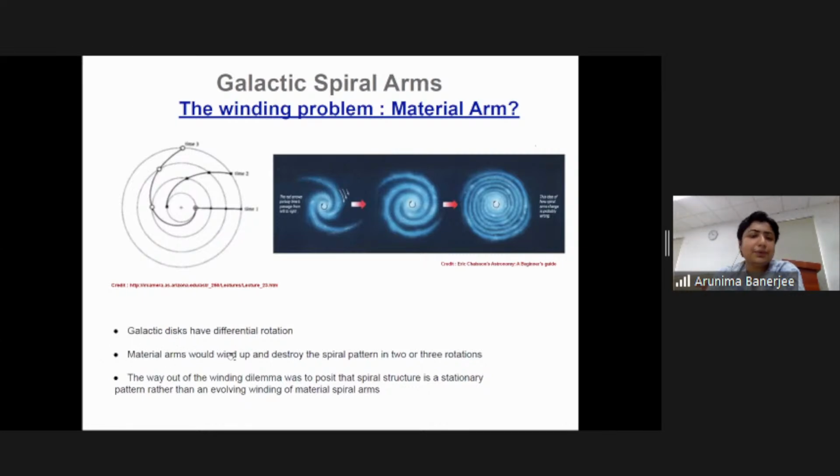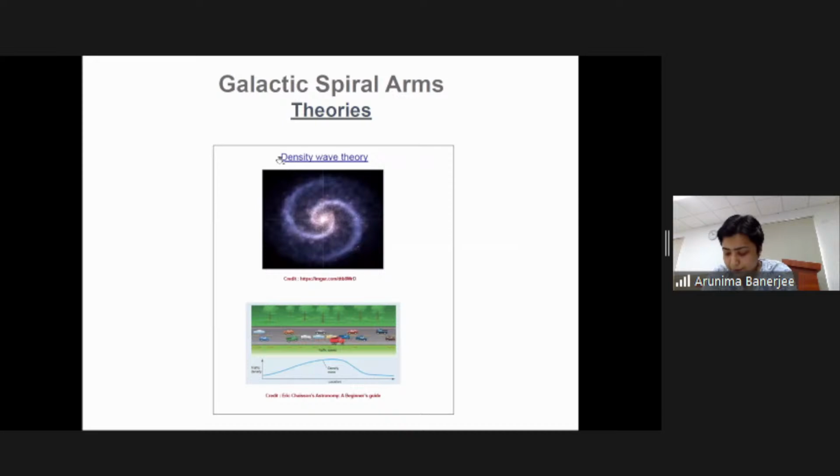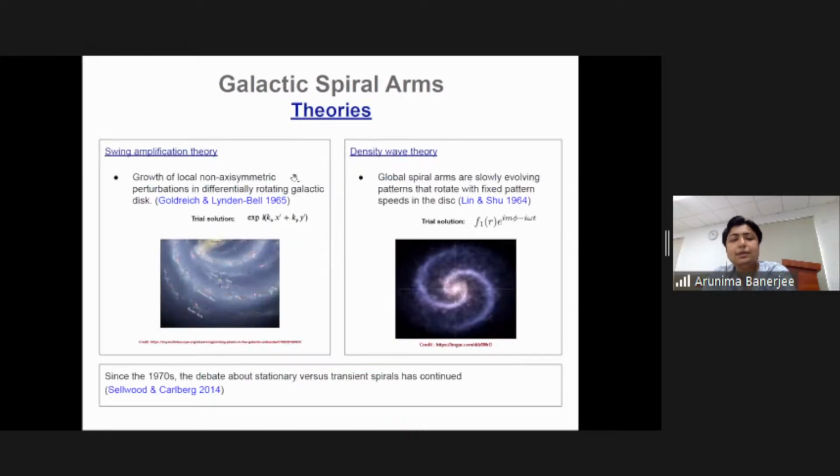So galactic disks have differential rotation. If it had been a material arm, just a part of the disk, it would have wound up and destroyed the spiral arm in 2 or 3 rotations. So to understand that, various theories of spiral arm formation have been proposed. The first one is the swing amplification theory. Let us not go into the details of this. And then we have the density wave theory.